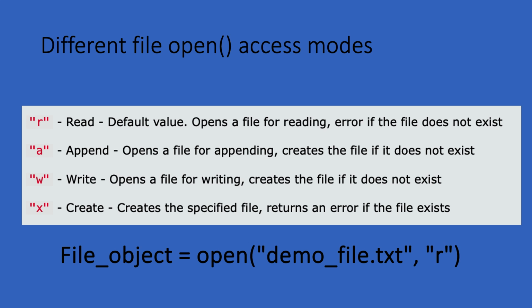And the last access mode option we have is the X access mode. Now X means we want to create the file in the open function, and so it only creates it without doing anything to it. So no reading or writing to it. Now if you run this command and the file already exists, it will error out. So in general, it makes sense to always check if the file exists before doing these operations, especially the R and the X access modes, since these will error out if the file doesn't exist or if the file already exists.